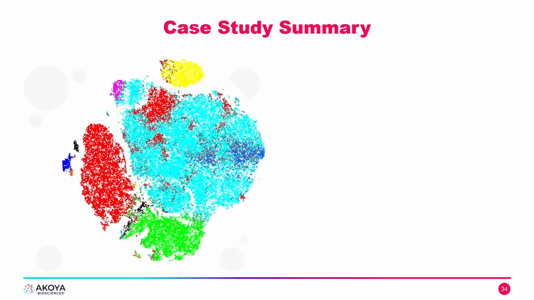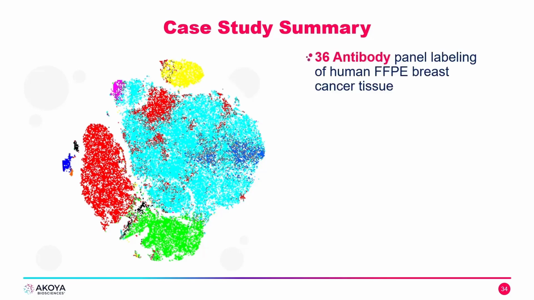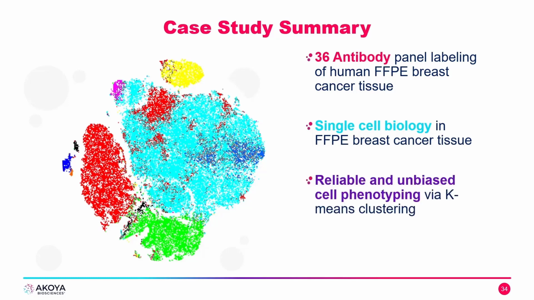In summary, for this case study, you've seen a 36-marker Codex experiment done on human formalin-fixed paraffin-embedded breast cancer tissue that has been used for single-cell analysis with reliable and unbiased cell phenotyping using the k-means clustering algorithm within the MAV, showing that we can achieve single-cell spatial resolution on an intact tissue using the Codex platform.